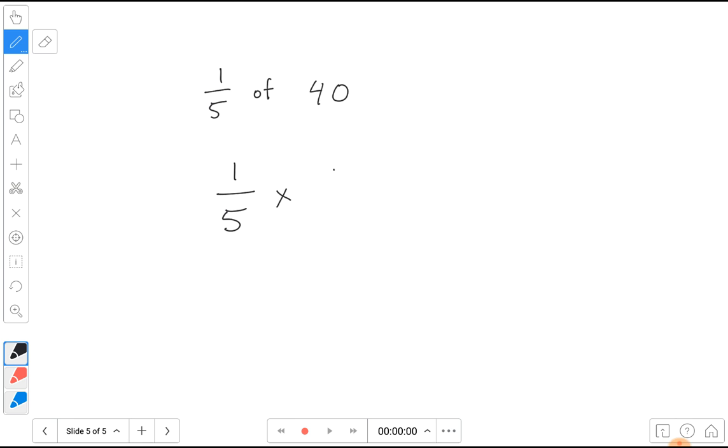1 over 5 times 40 over 1. If we look at 40 and 5, they're on a diagonal to each other in a multiplication of fractions, and we can divide them each by 5. So 5 divided by 5 is 1, and 40 divided by 5 is 8. So this leaves us with 1 times 8 in the numerator, and 1 times 1 in the denominator, and 8 over 1 is simply 8. So 1/5 of 40 is 8.